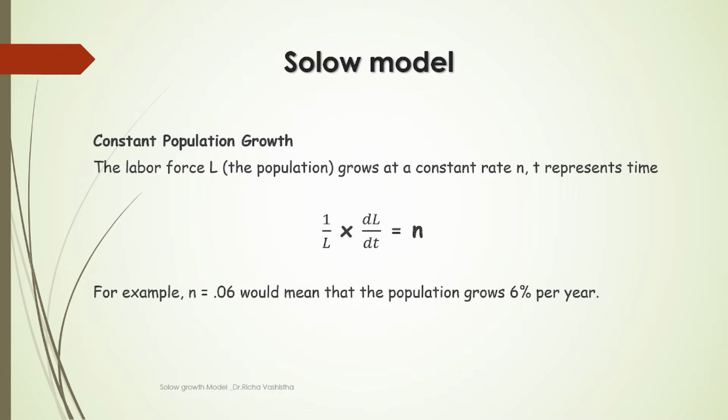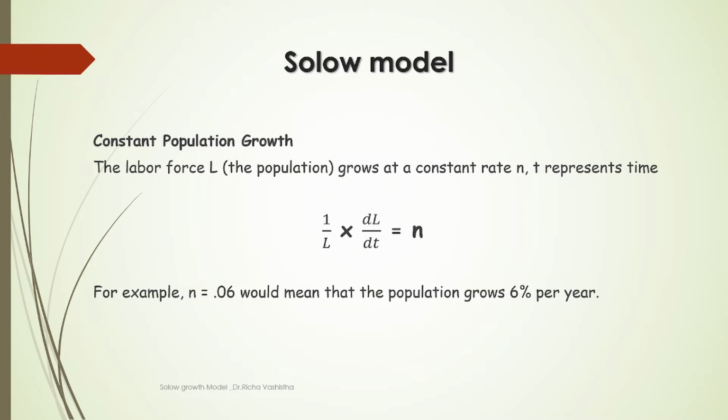The first part is constant population growth. We have already seen that the model assumes the population is growing at a constant rate. The labor force, shown by capital L, is the part of the population which is working. It grows at a constant rate. Small t represents time here, so wherever it is taken, it is taken with reference to time.